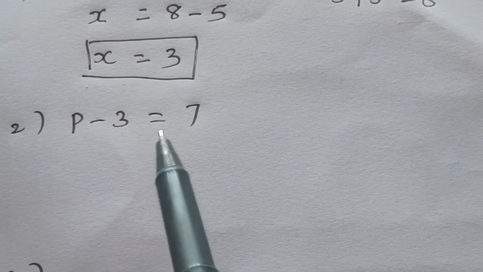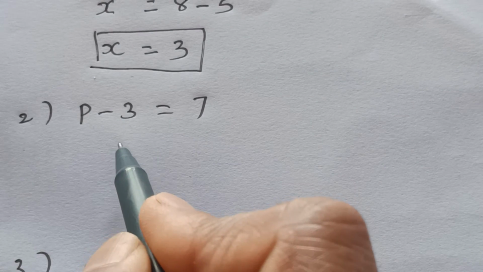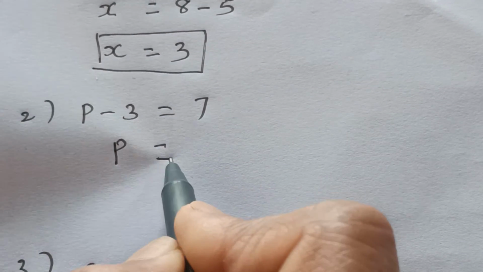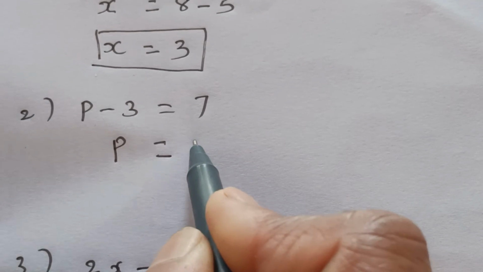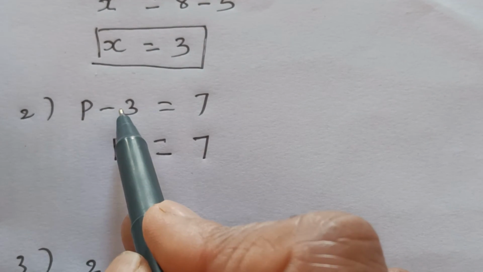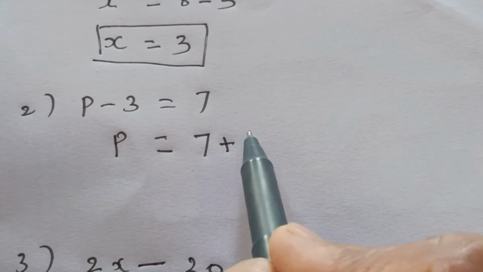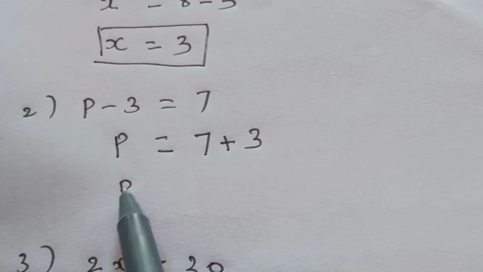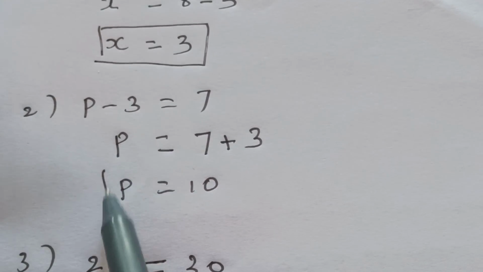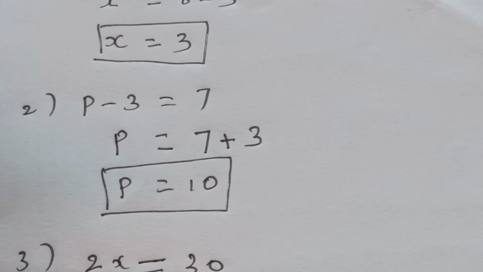p minus 3 is equal to 7. Which is the variable here? p is the variable, is equal to the right hand side number 7 as it is. Now move this minus 3 from the left hand side to the right hand side. Minus 3 becomes plus 3. So p is equal to 7 plus 3, which is 10, the solution of this equation.